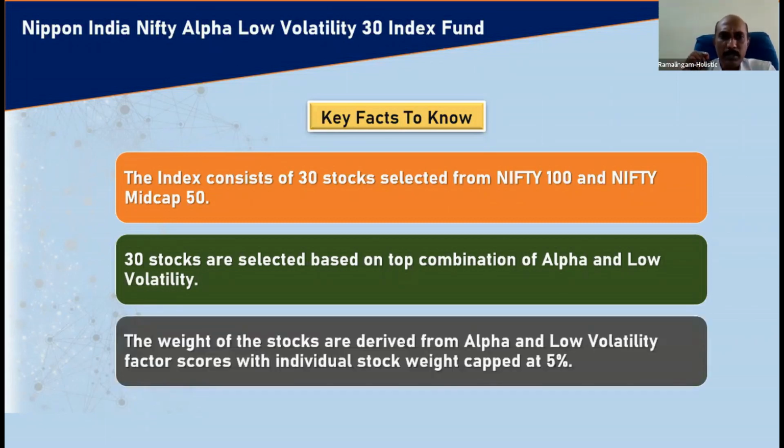And one important thing in this particular index, individual stock weight is capped at 5%. That means no allocation to any stock more than 5% of the overall assets. So this brings good amount of diversification. Concentration risk at the stock level is very low in this fund.